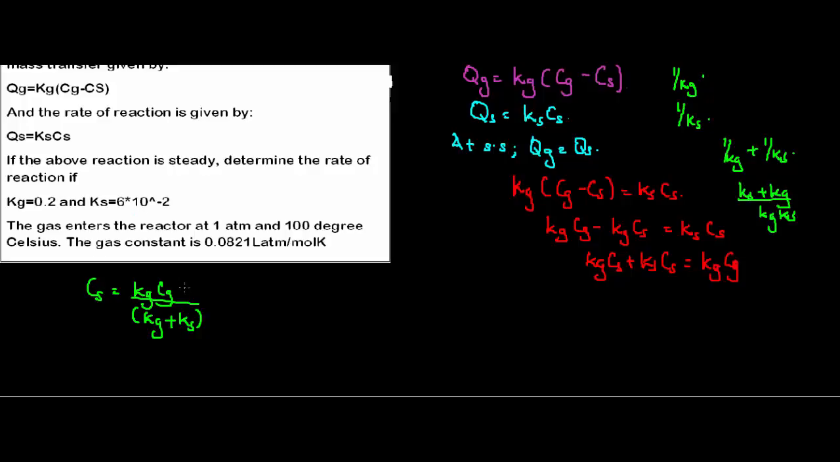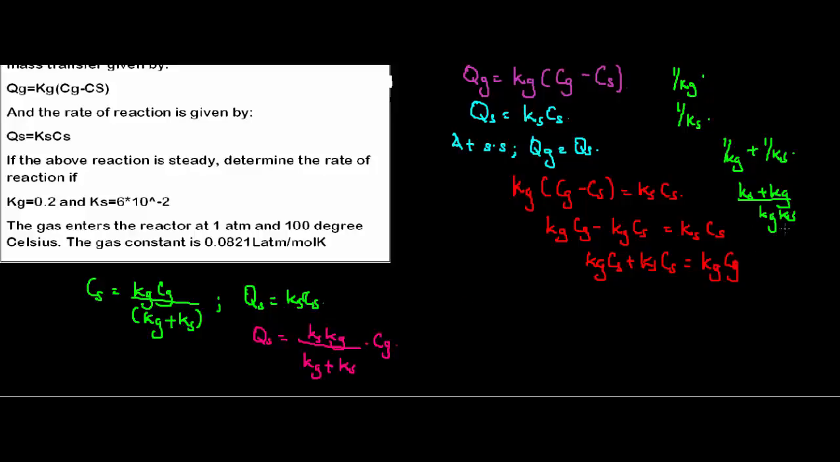Now if you notice, it's almost looking like this, Kg. Before we do that, I want to say something. Now Qs is equal to Ks Cs, am I right? So this becomes Qs is equal to, just multiply Ks times this Cs that you got here, so I have Ks Kg over Kg plus Ks. There was a Cg multiplying it outside here.